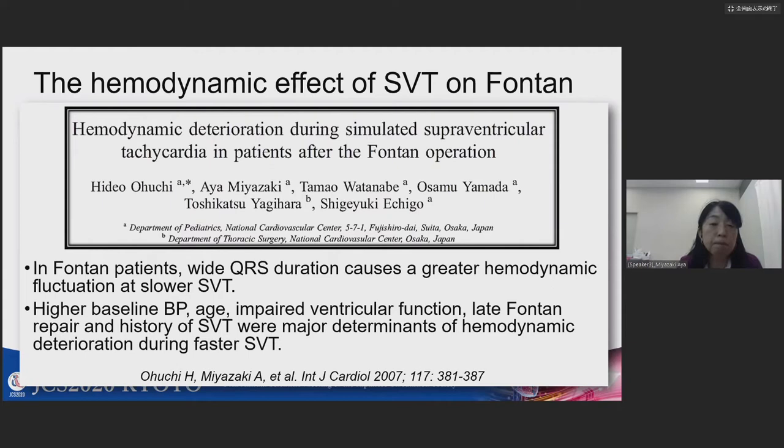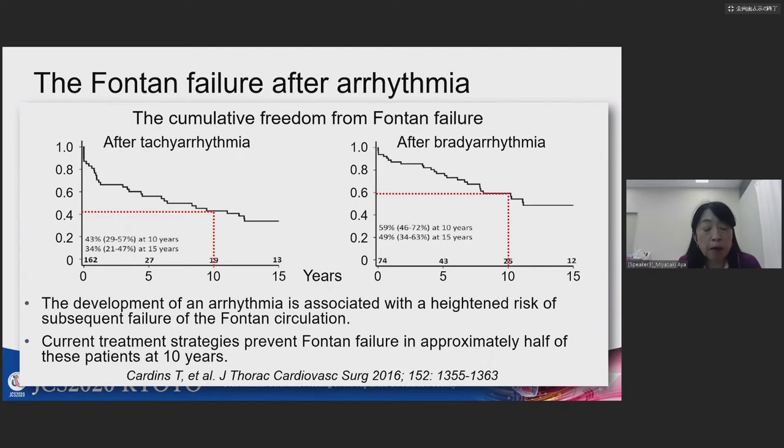This paper reported the Fontan failure after arrhythmia. The left figure showed those after tachyarrhythmia. The right figure showed those after bradyarrhythmia. The development of an arrhythmia is associated with a heightened risk of subsequent failure of Fontan circulation. Current treatment strategy prevents Fontan failure in approximately half of these patients at 10 years.